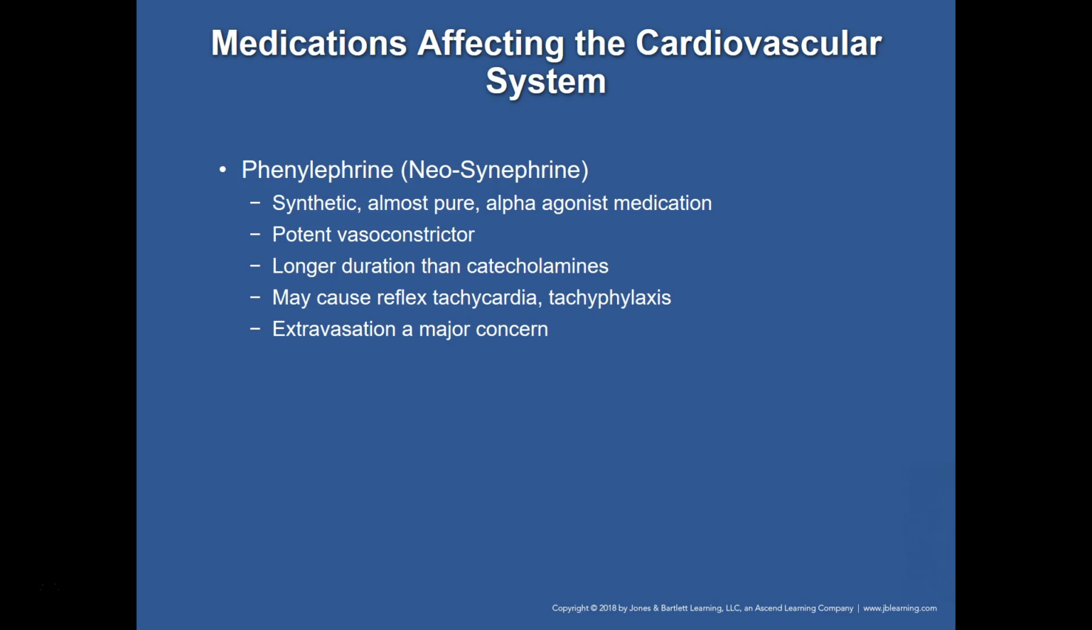It's a synthetic, almost pure alpha agonist medication. A potent vasoconstrictor. Longer duration than catecholamines, may cause reflex tachycardia, and extravasation is a major concern. This is the sinus medication that causes vasoconstriction. That vasoconstriction is to reduce congestion, which is mainly what it's for. However, this works very well for nosebleeds that you can't get to stop.